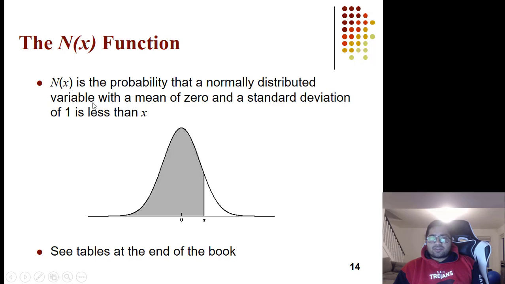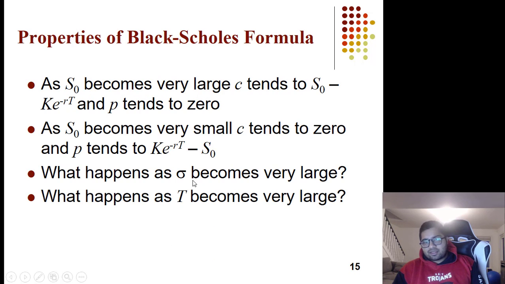So what is the N(x) function? The N(x) function that we are looking at is the probability that a normally distributed variable with a mean of 0 and standard deviation of 1 is less than x. To find the normal distribution value, you can use the book. At the end of the book there are normal distribution tables, or you can use the normal distribution function in Excel. As S0 becomes large, C tends to S0 minus K e to the power minus rT, and P tends to 0.